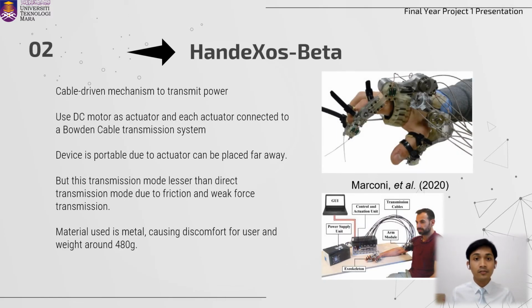Next, in terms of transmission mode, Hand Exhaust Beta developed by Marconi et al. Use cable-driven mechanism to transmit power. The device uses DC motor to actuate and connect to a boarded cable transmission system.